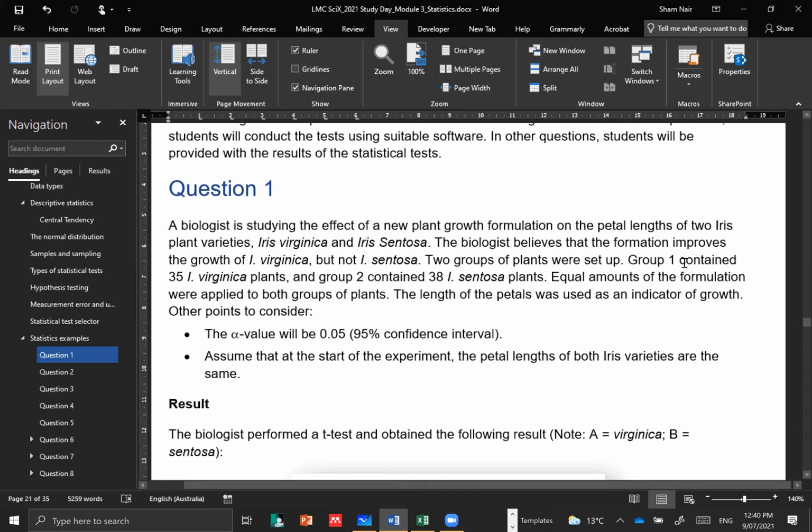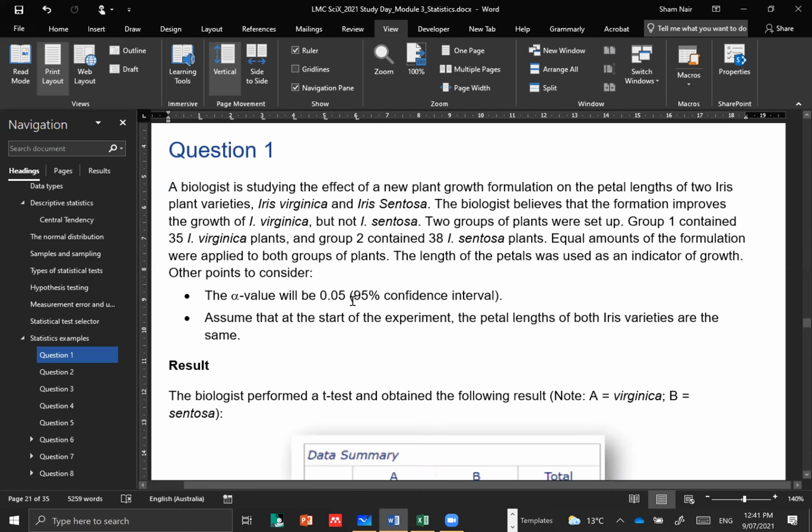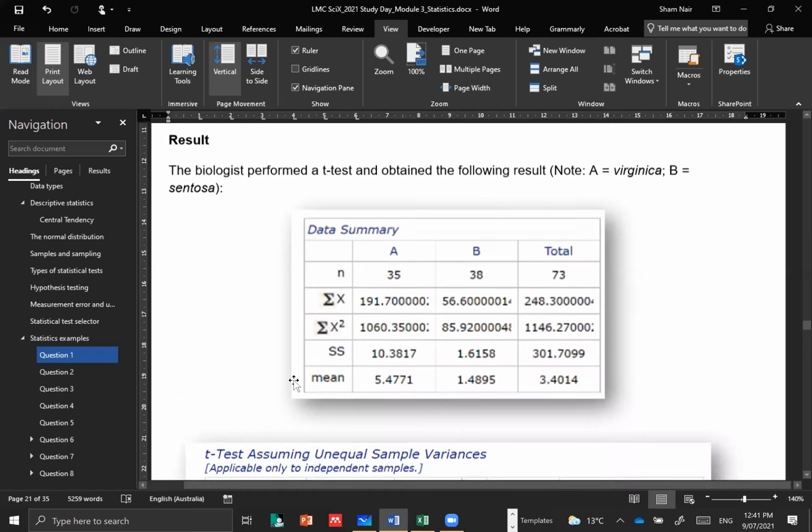The biologist believes that this formulation, oh, I've got a typo there, improves the growth of the Virginica species, but not the other species, okay? If you continue further down, you're told the alpha value is 0.05, okay, that's the standard. And then you're given these results.